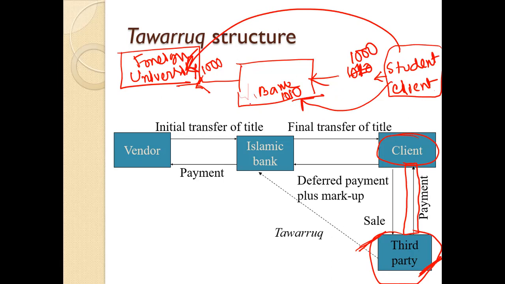So the bank has to be a part of the transaction with the supplier of the service or the supplier of the goods. The bank cannot be independent from the supplier of goods or supplier of service if it is an Islamic bank. Have you got it? How can the tawarruk structure be used? Yes, sir.